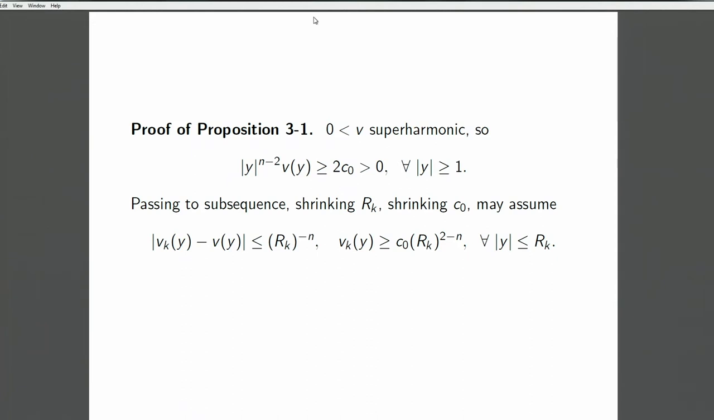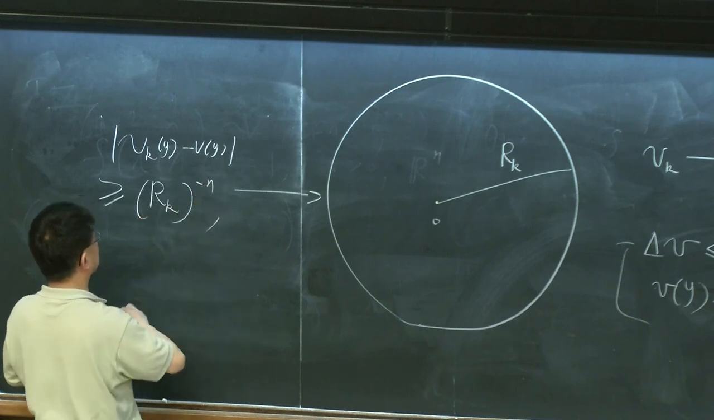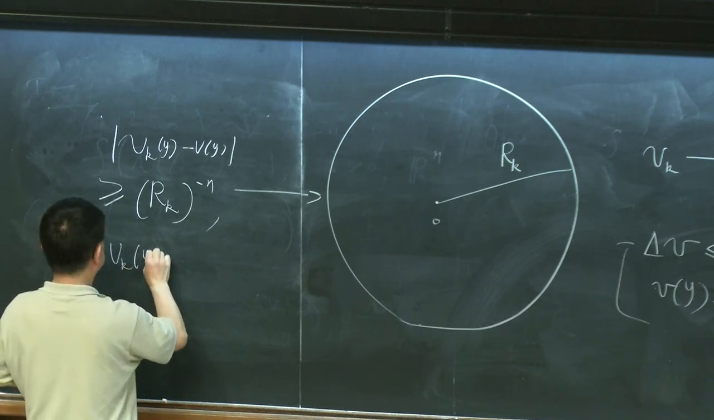Then, because in the proof, as long as R_k goes to infinity, it's enough for the proof, we can shrink this R_k appropriately to make V_k and V very, very small. We can make it as small as we want, compared to this radius. So in particular, we can insist that this V_k has this property.